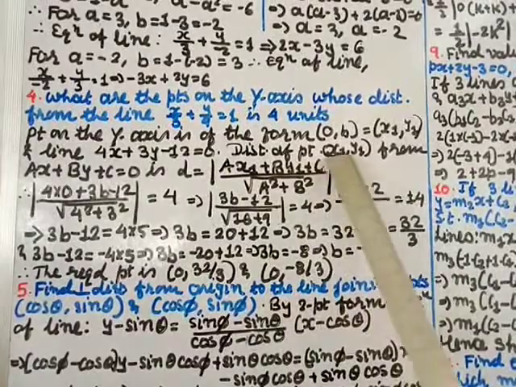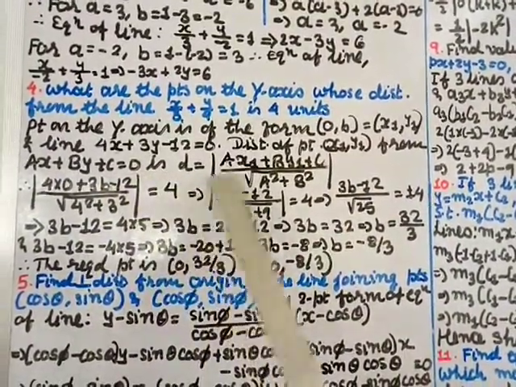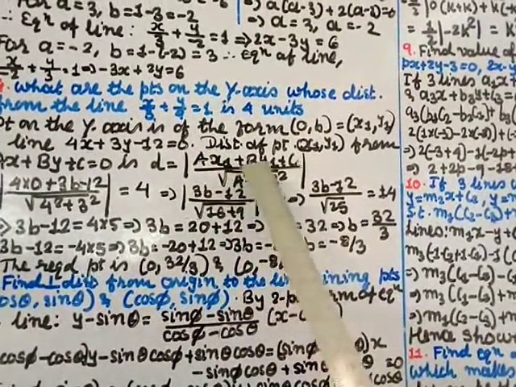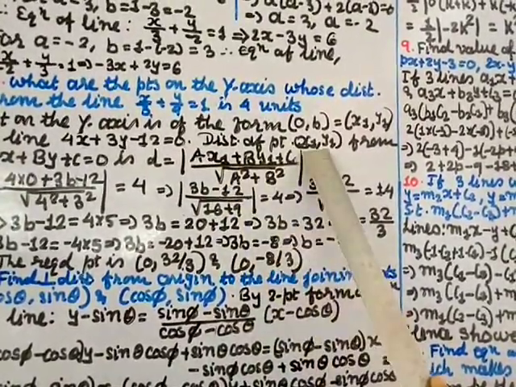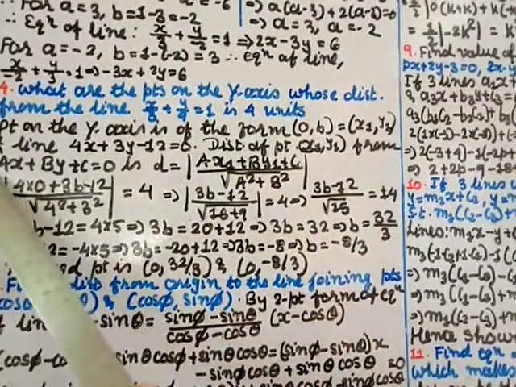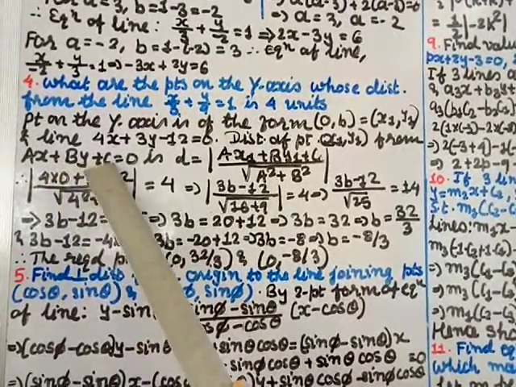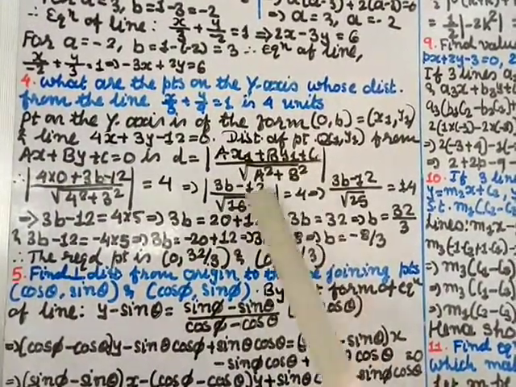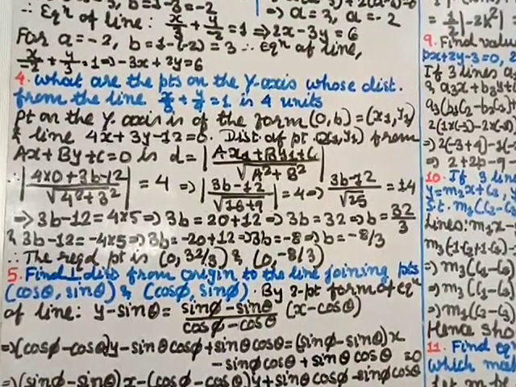Now the distance of point (x1, y1) from ax plus by plus c equals 0 is d equals, this is the formula, modulus of ax1 plus by1 plus c divided by square root of a square plus b square. (x1, y1) is the point, and a, b and c are the constants here. A is the coefficient of x, b is the coefficient of y, and c is the constant value. Divide by square root of a square plus b square. Okay, so let us put all the values and solve this.